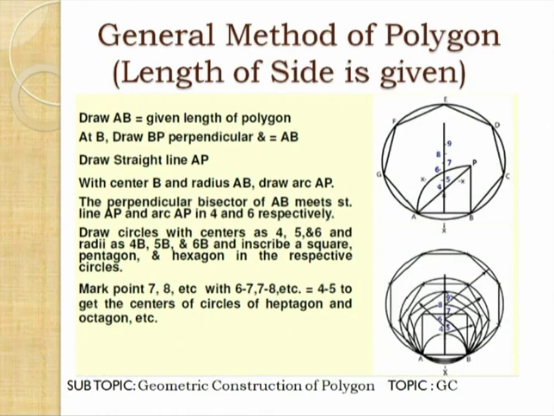So some part is different, but 60% is a common method. So this is the alternate way how to get the points 4, 5, 6, 7, 8. Then the remaining method will remain the same.